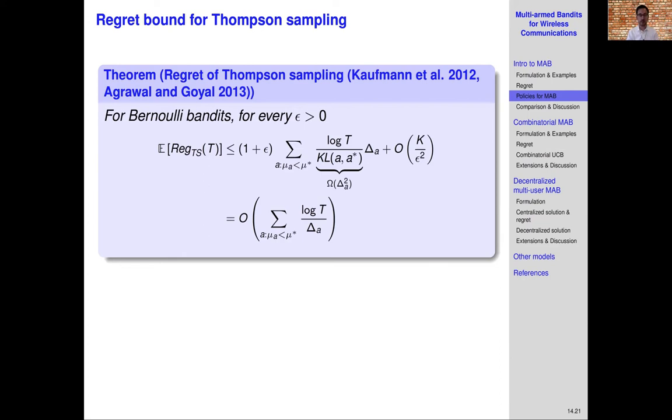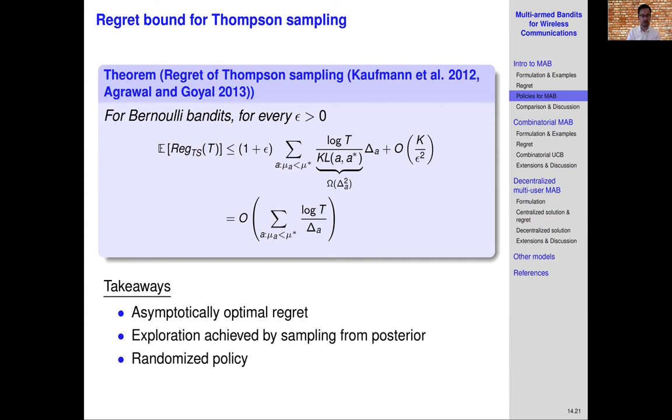The KL divergence is lower bounded by a function of the square of the gap. This allows us to compute a bound on the regret of Thompson sampling that only depends on the gaps. And this bound is actually the same as the UCB bound.